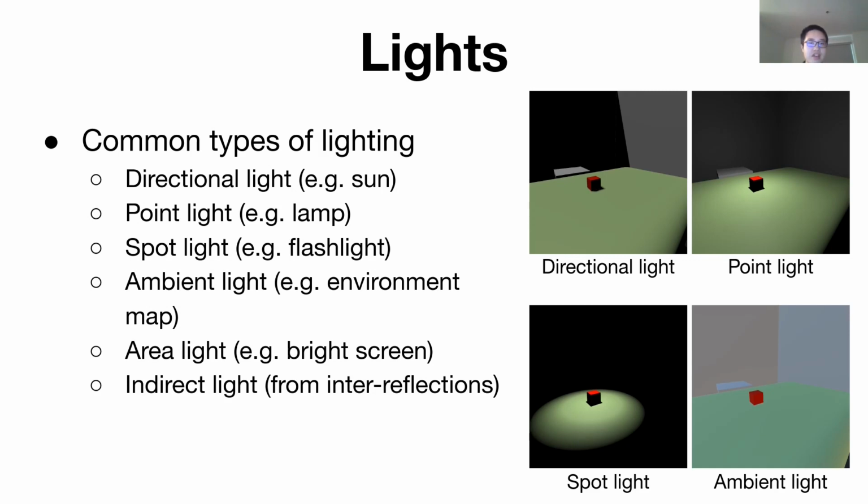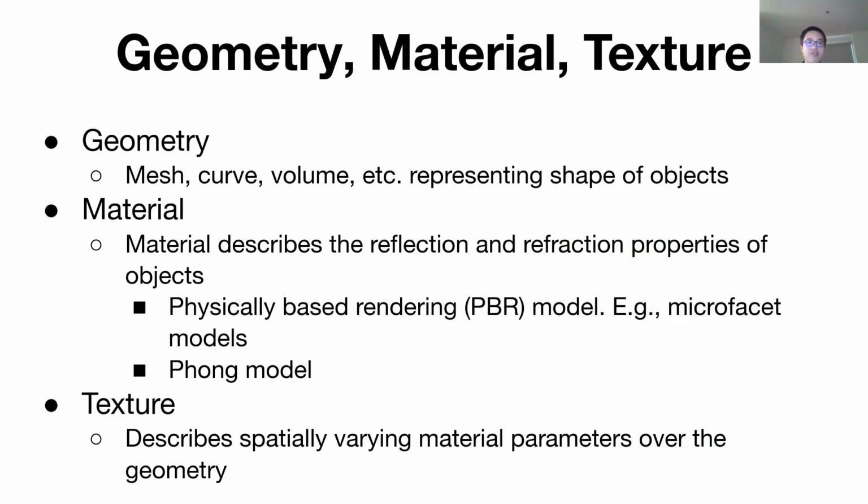There are other types of lights, such as area light emitted by a wide white screen, or indirect light from interreflections. These lights are harder to simulate and often require complex techniques such as costly ray tracers to render. After cameras and lights, how do we represent objects?